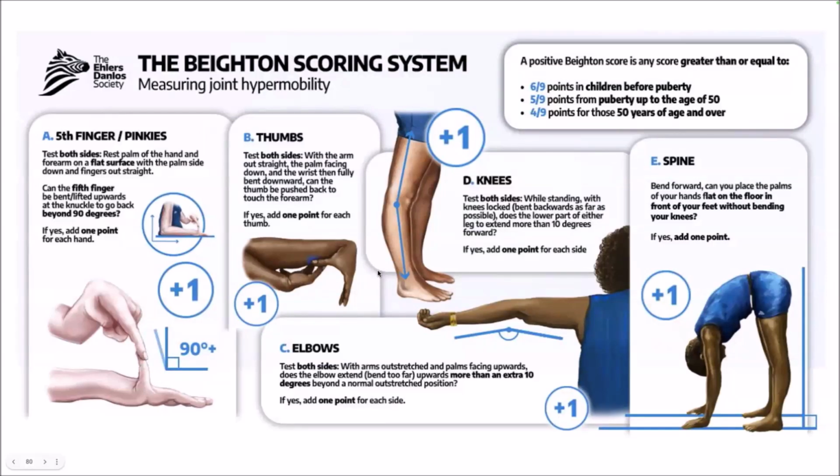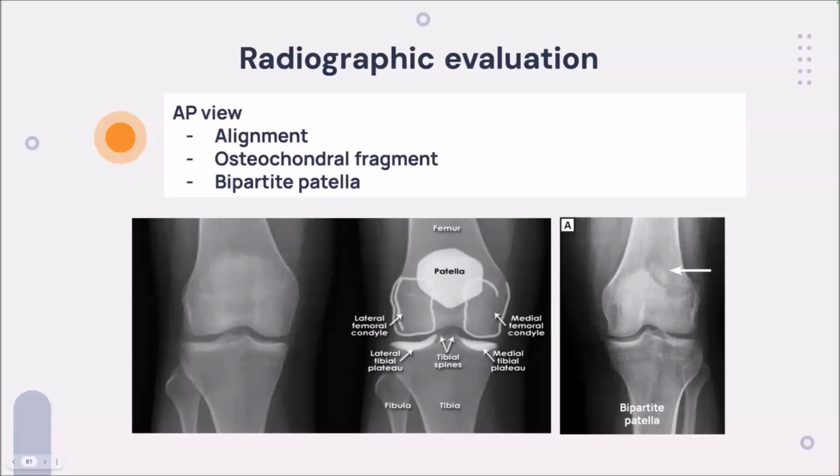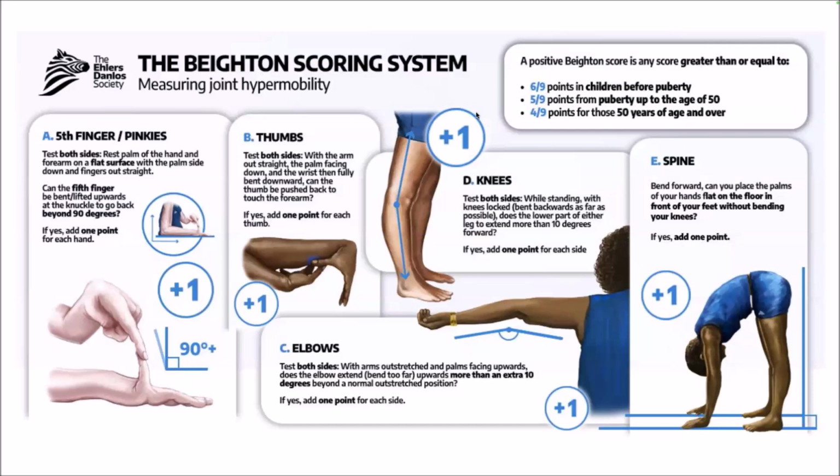And this one is the Beighton scoring system, where you assess the hypermobility of the joint. You can choose a score, and you can see the positive Beighton score reference from this.